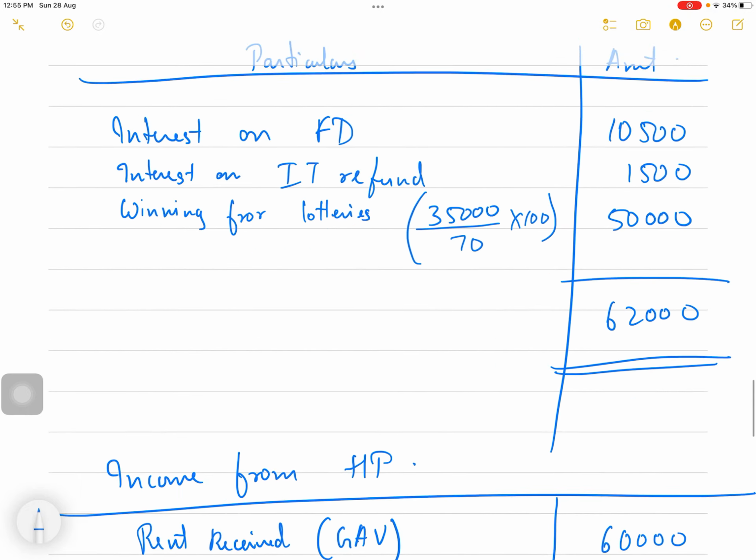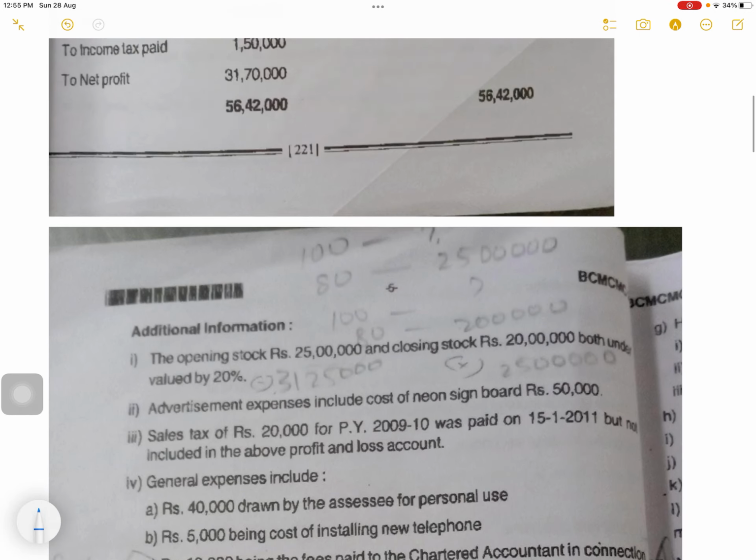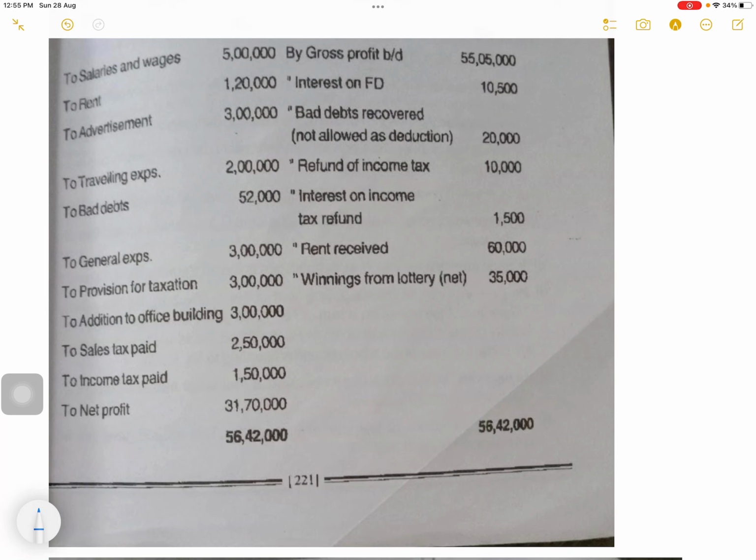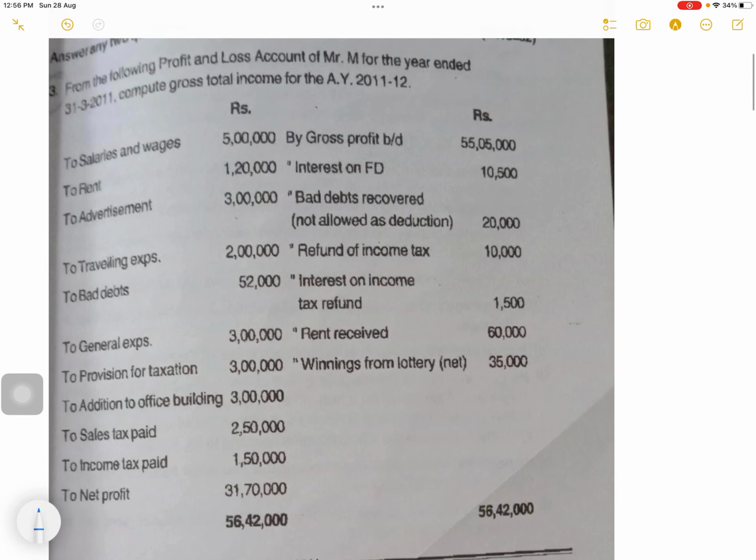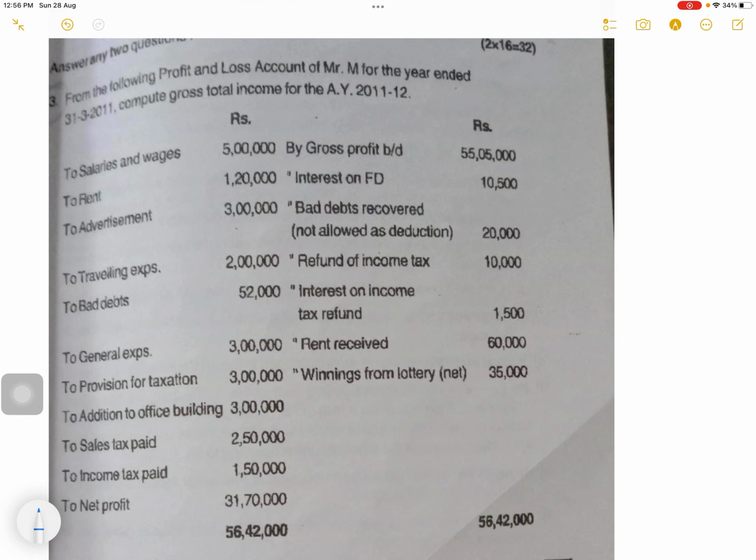Okay. Now in the question, suppose in the P&L account, in the credit side, it's written income from smuggling. In India, income from all legal and illegal sources is taxable. So income from smuggling is also taxable under the head income from business only. So if income from smuggling is given, it will be included in income from business.